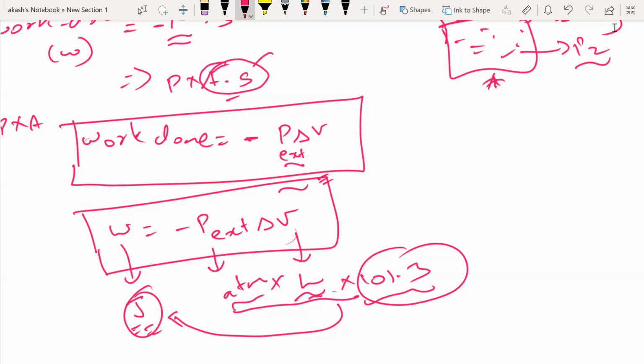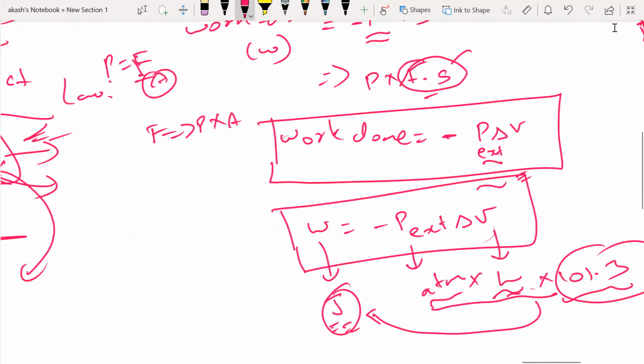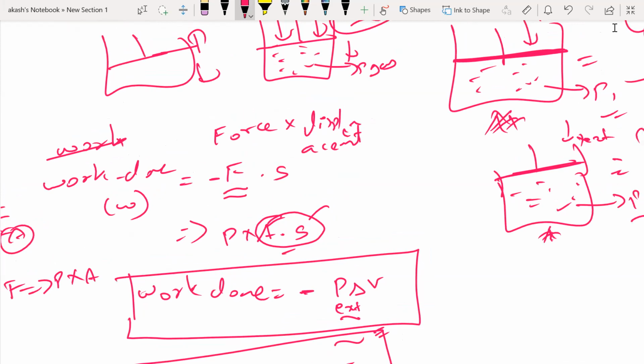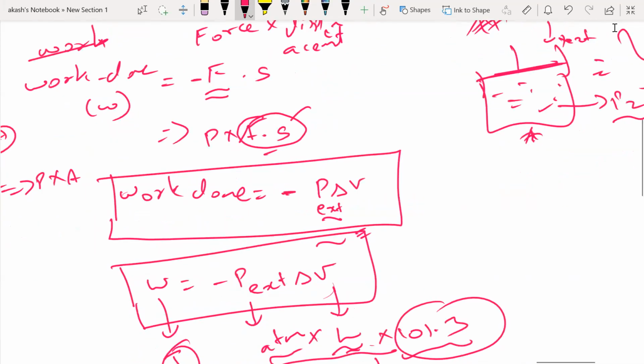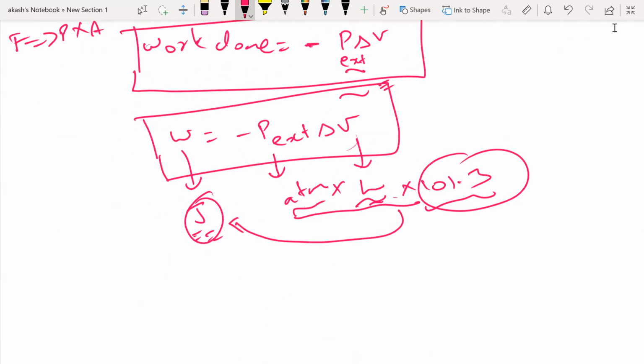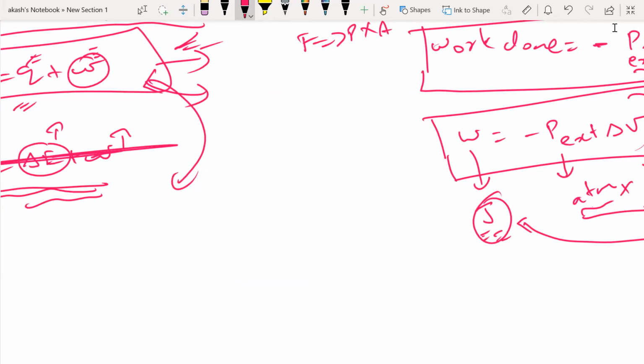Okay, right? Fine. One more thing, I think. So that is about the work done. Very simple. When the expansion or the compression happens, there will be some work done. And we have to understand that the formula is P external into delta V, that is what we have. Now, one last thing, or actually last two things I'll tell you.